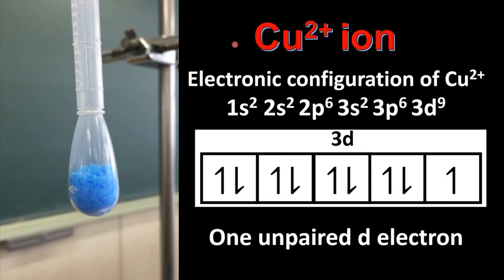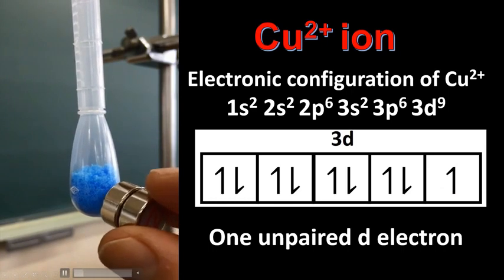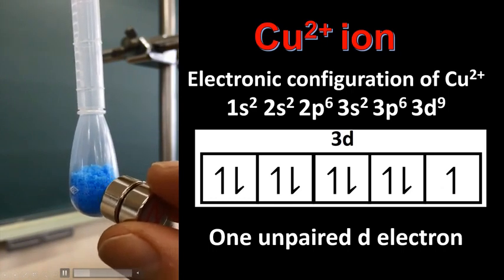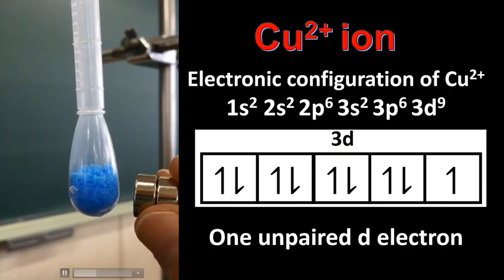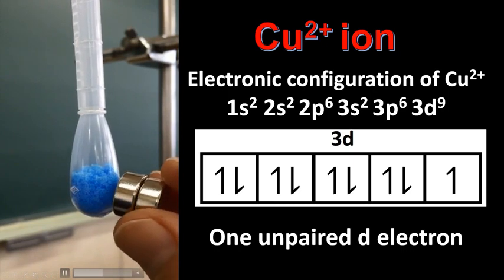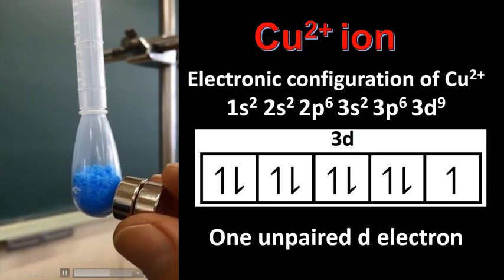Next we'll look at the copper 2+ ion. Here we have the electronic configuration of the Cu2+ ion, and as you can see from the orbital diagram, it has one unpaired d electron, which is this one here. And let's look at the effect of an external magnetic field on the sample of copper sulfate. As you can see, there is a weak attraction between the magnet and the sample of copper sulfate.